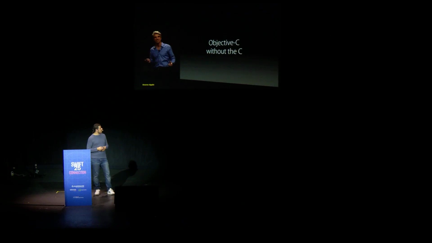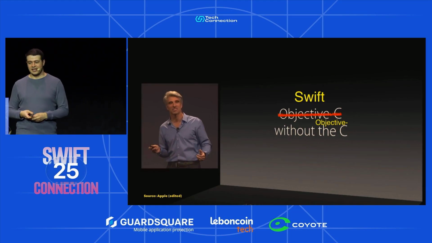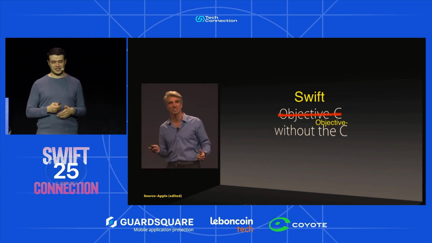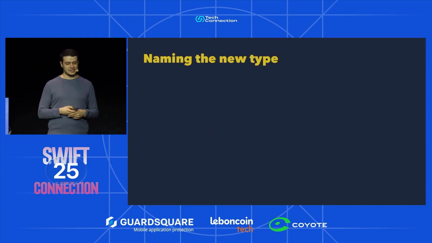And this brought me back to the situation where Craig was saying, what would Objective-C look like without the C? So I would like to ask the question: what would error handling in Swift look like without Objective-C baggage? I did more than think about it, and I have my own protocol for error.